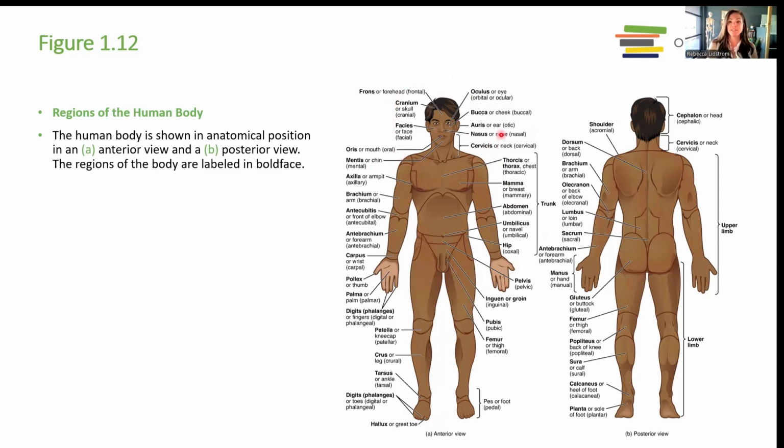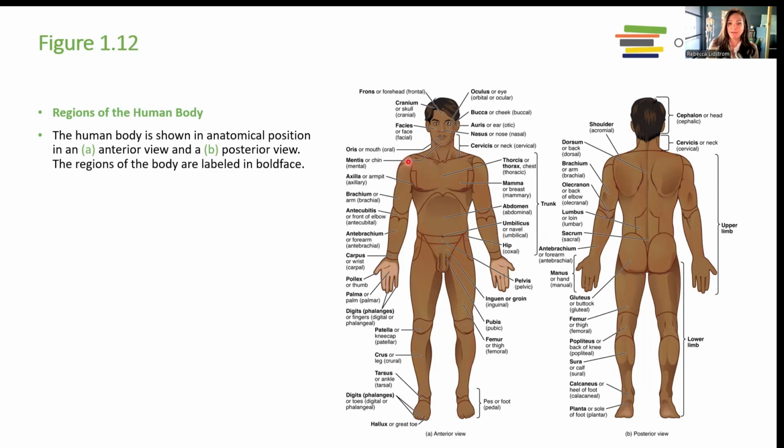In the head region on the anterior view, we have a few terms up here. So first we have the frontal or forehead, sometimes called the frons. The cranium is the skull. The facies or facial region. We have the otic region or auricle region, which is the ear. We have the nose or nasal region. The oris is often referred to as the mouth or the oral area. Moving down to the chin, we have the mentalis or mental region or chin region. And then below that, the cervicus or the cervical region or the neck.